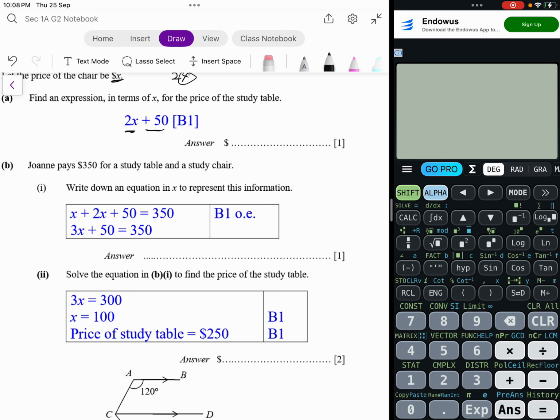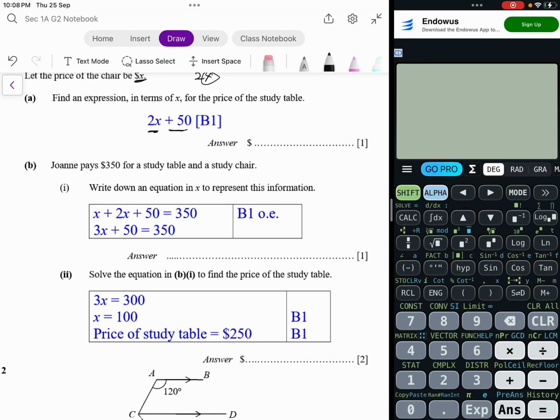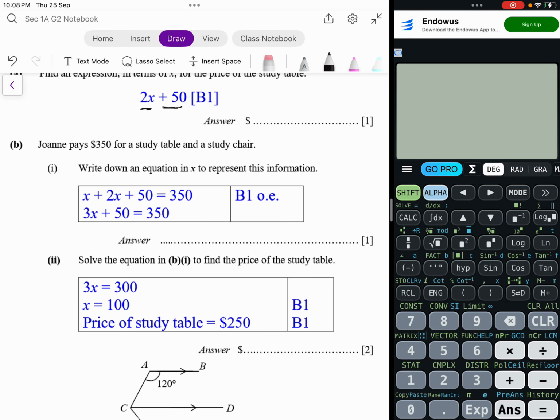Joanne pays $350 for a study table and a study chair. So how do we represent this as an equation in x? We find the total cost of the chair and the table. Since the table is here, we just need to add x. So we get 3x plus 50, and then we equate it to 350. That means the value of 3x plus 50 should be the same as 350.